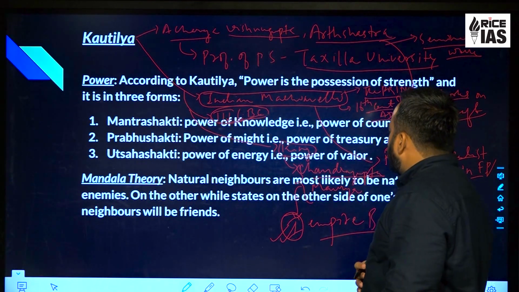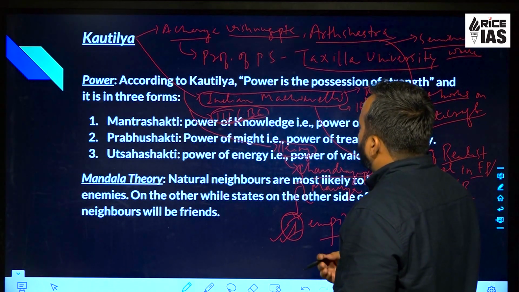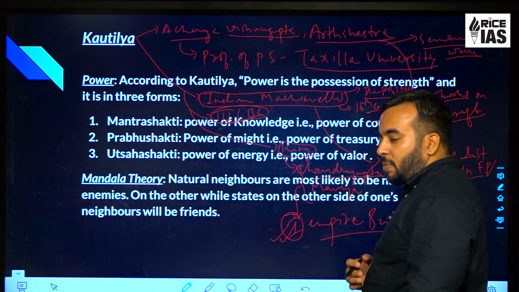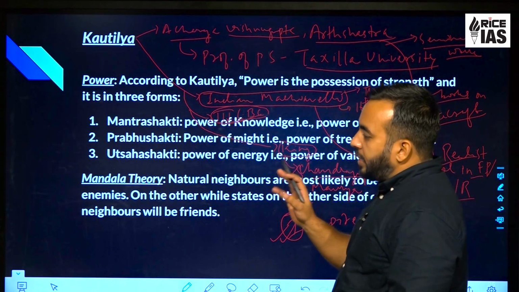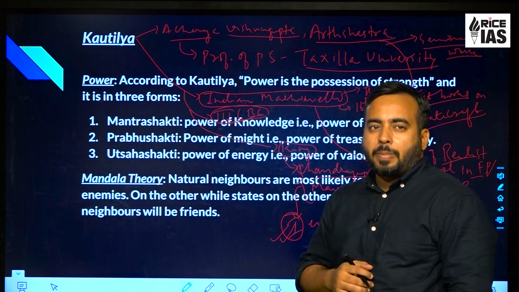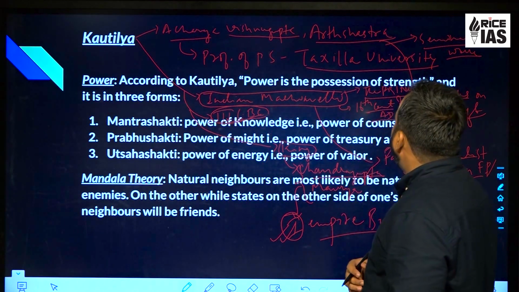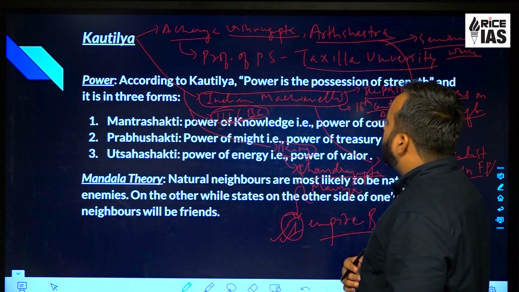Kautilya on statecraft mentions some of the key tenets. For example, power, as I said, is the key idea or the key force which runs foreign policy or international relations. Power is the possession of a strength, and it is in 3 forms.